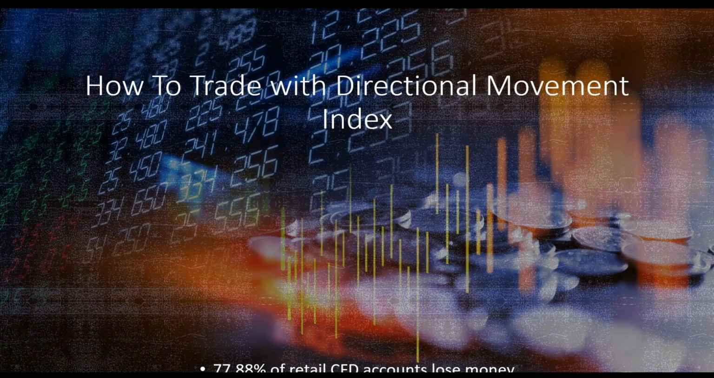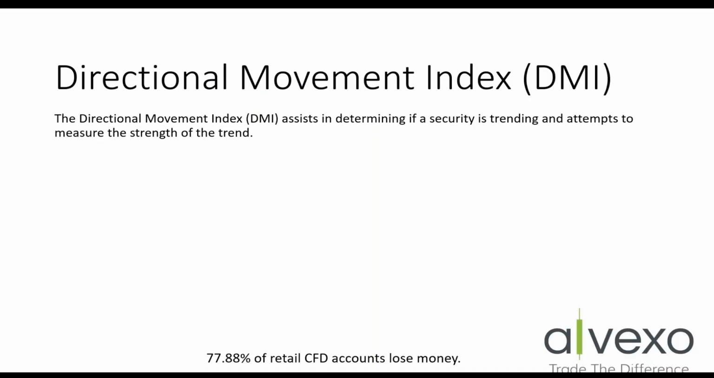indicator to put on your charts. The directional movement index assists in determining if the security is trending and attempts to measure the strength of the trend. So what does it do? It tells you how strong that movement is, which is very important when you're looking at trends.